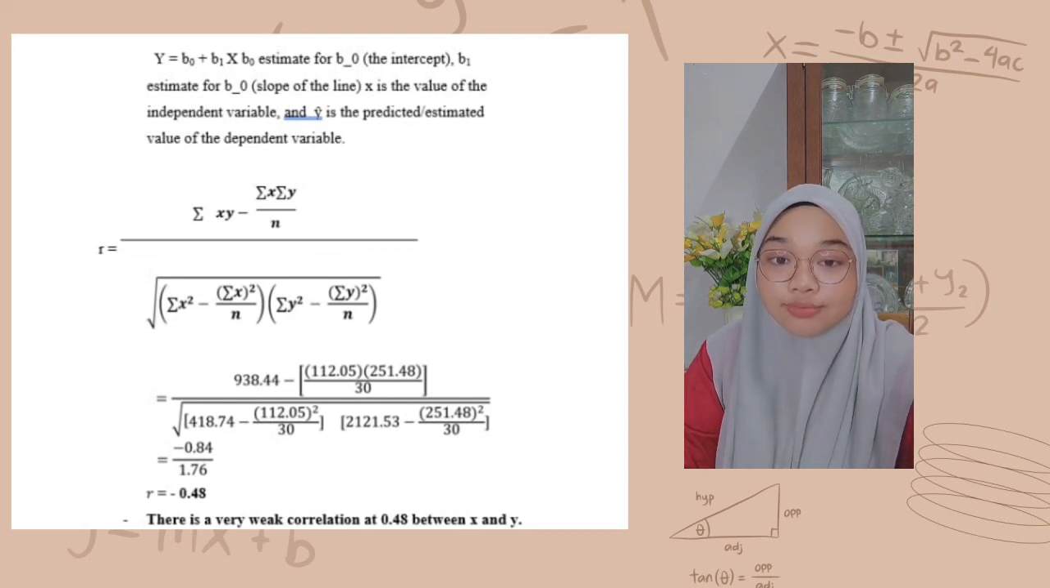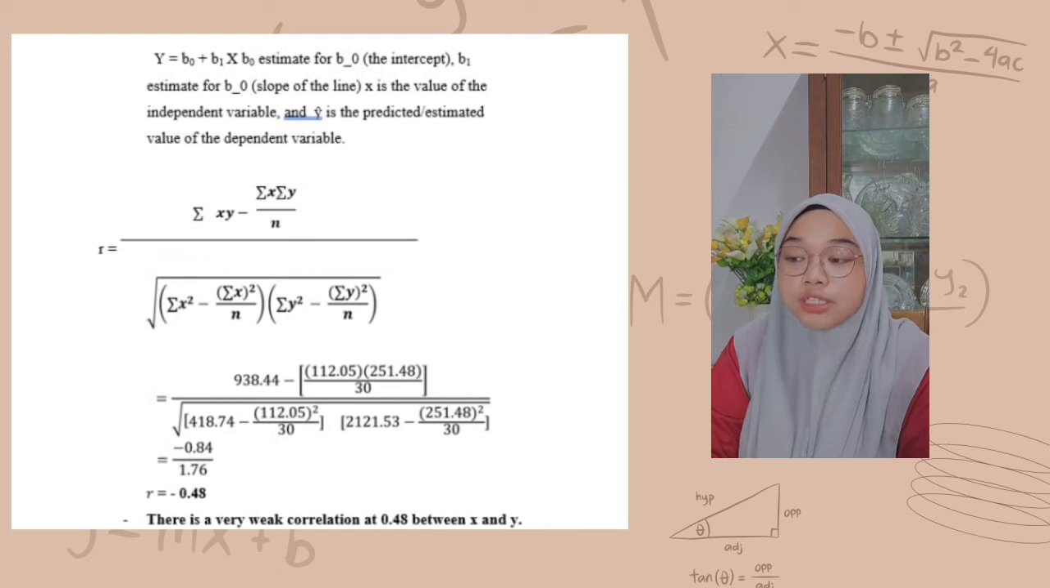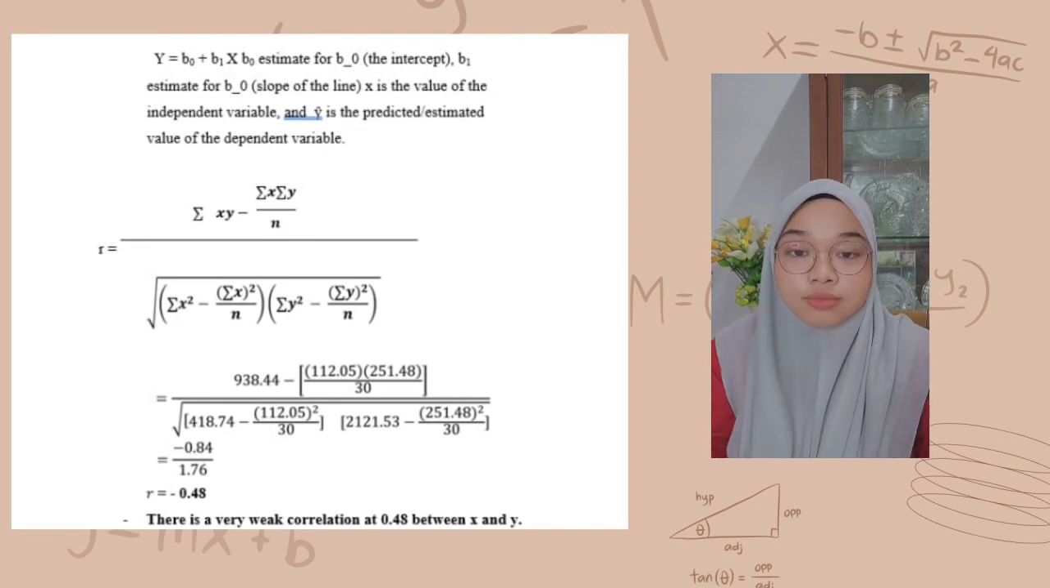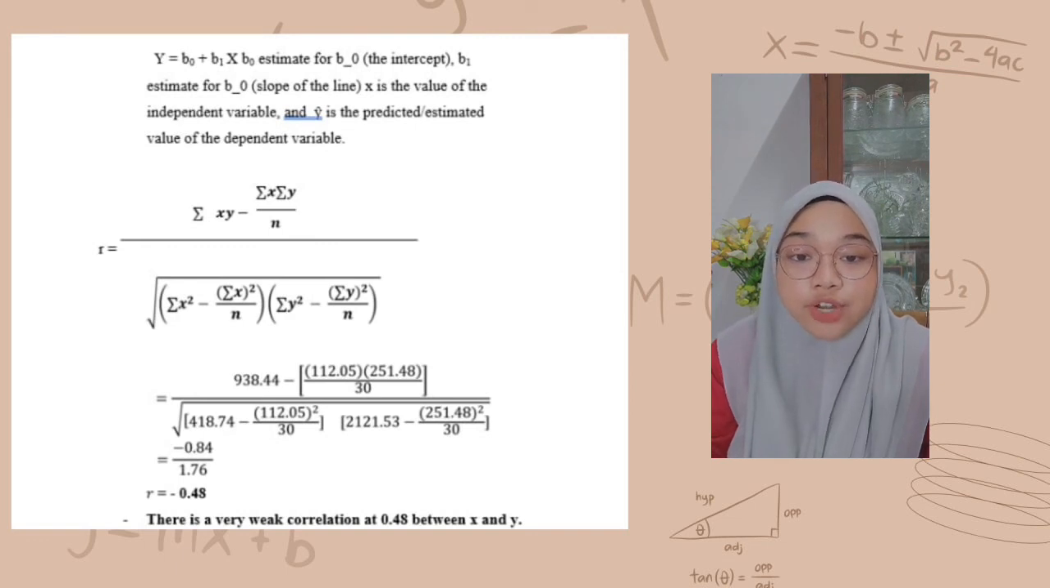So if you guys see here, this is the formula for Pearson's product moment correlation coefficient. After we calculate, the answer that we get is 0.48, which means there is a very weak correlation at 0.48 between x and y.